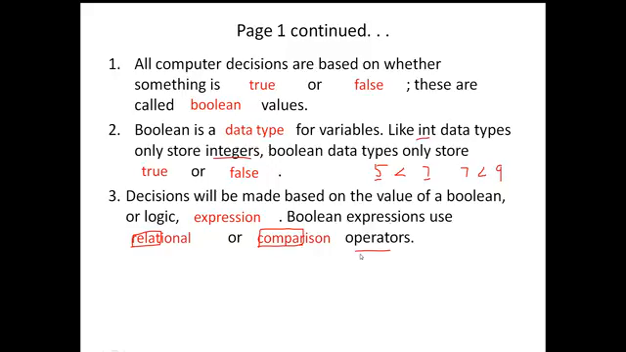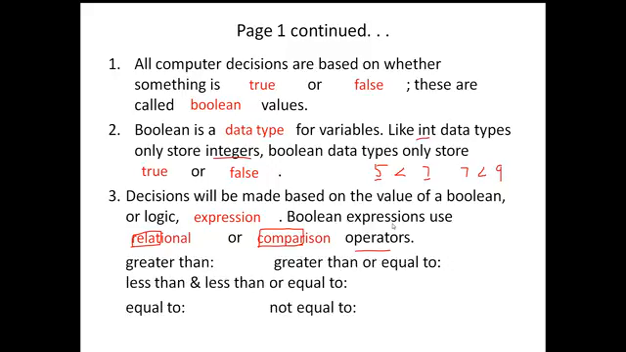So these operators are relational, and we also call them comparison operators. What are they? Greater than, of course, is what we're used to, but greater than or equal to is what we're not used to. We're used to the greater than symbol with an underscore underneath it, but we don't have that key on the keyboard, so we have to put two symbols together, the greater than symbol and the equal sign, to make greater than or equal to.